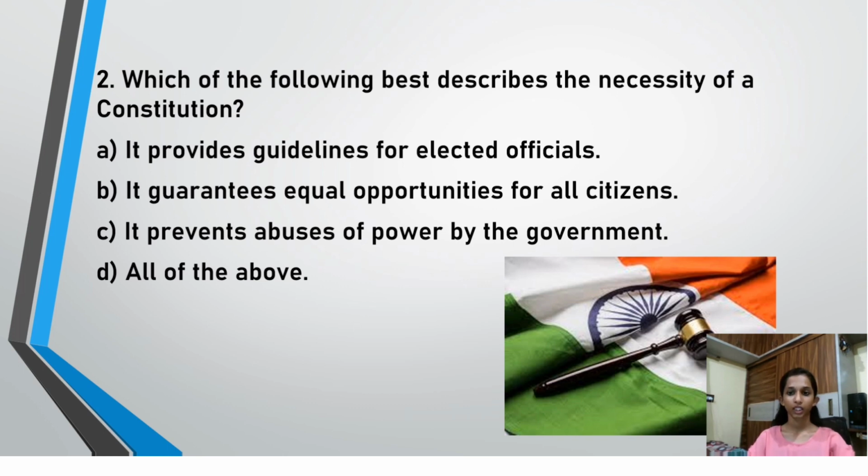Which of the following best describes the necessity of a constitution? It provides guidelines for elected officials. It guarantees equal opportunities for all the citizens. It prevents abuses of power by the government. All the above three options are correct, so the correct answer is all the above.